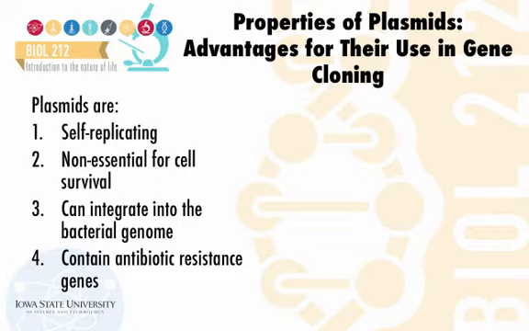Plasmids have several unique properties that are useful for gene cloning. First, they are self-replicating molecules, as they can make multiple copies of themselves inside a bacterial cell. Second, they are non-essential for survival, meaning that the bacterial cell can survive even if it does not have any plasmids. Third, plasmids can integrate into the bacterial chromosome. And fourth, they contain special genes called antibiotic resistance genes that enable them to survive in the presence of antibiotics.